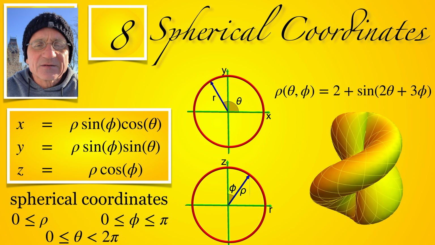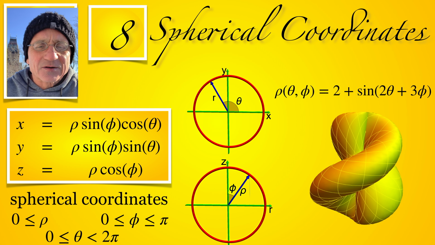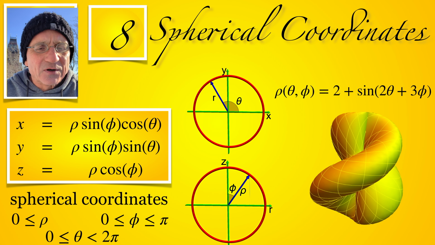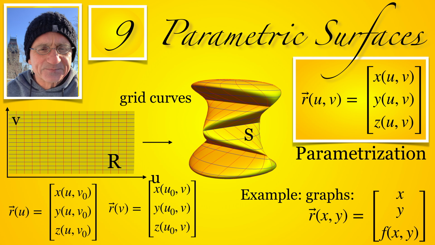If you use a second angle phi, we can write the polar radius r as rho times sine phi and the height z as rho cosine phi. This gives the spherical coordinate system. The radius rho is always non-negative. The angle phi is in the interval [0, pi] and the angle theta goes from 0 to 2 pi.